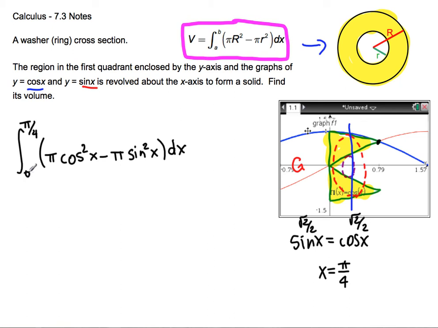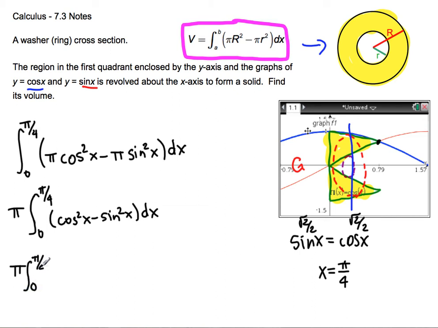Now there's several different ways that you can solve this. That pi can actually be factored out. And so I'm looking at the integral from 0 to pi over 4 of cosine squared x minus sine squared x. You can use a trig identity to help you solve this, or you can use your calculator. Now you have to read the directions, because if they tell you to find the exact amount, then we've got to be able to do that. And so if we're using our trig identity, if you remember those at all, cosine squared x minus sine squared x is cosine 2x.